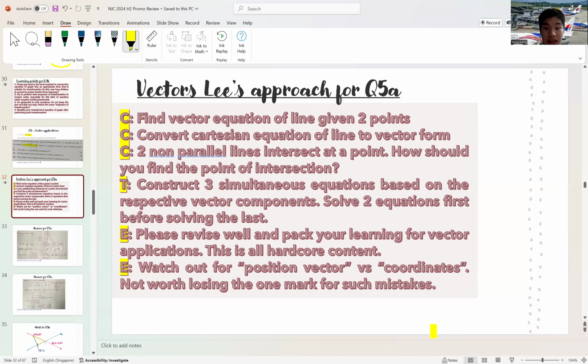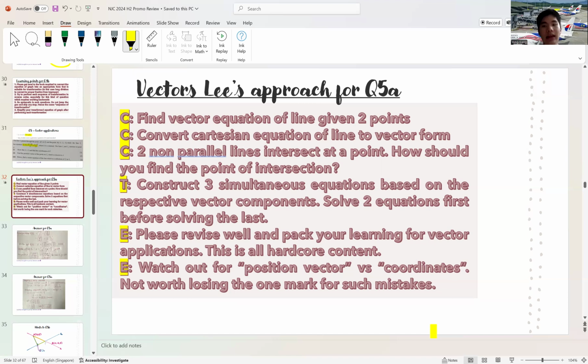But because this question is constructed in a way that requires you to solve two equations first, you solve two first, and then after that you only solve the last. Because in this question, there are three unknowns. Okay, so the exam tips, of course, please revise your hack on learning from vector applications. Please refer to my vectors masterclass, which I'm going to release another day if you need further clarification.